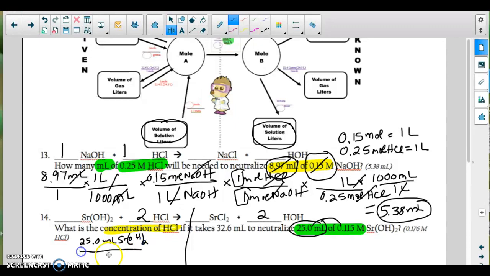So I'm really going to start down here again. I know I have to be in liters to start in the mole map, so I'm going to convert it. You can just move the decimal 3 places if you want. So right now I'd be in liters of Sr(OH)2. Now I'm finally ready to use the molarity. The 0.115 molarity really means that I have 0.115 moles of strontium hydroxide in 1 liter of that solution.